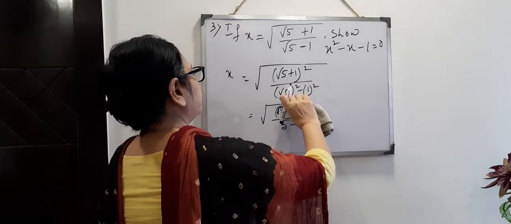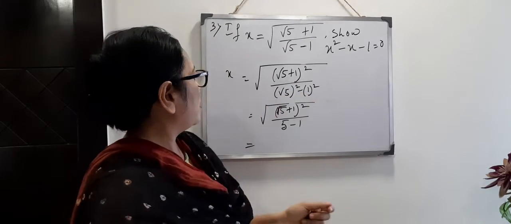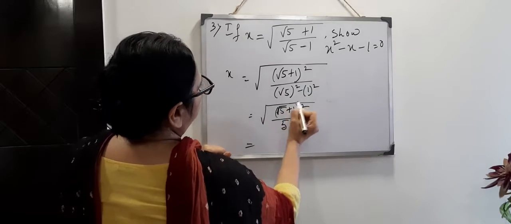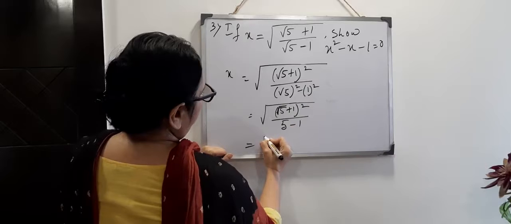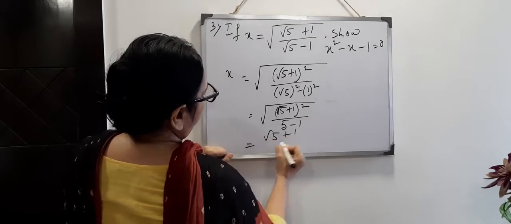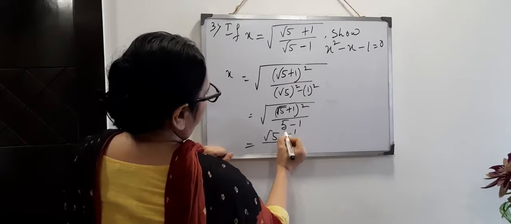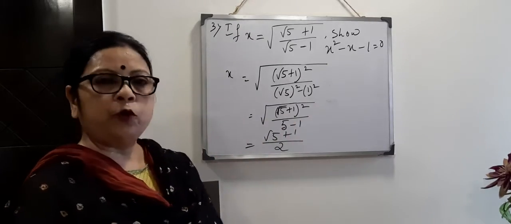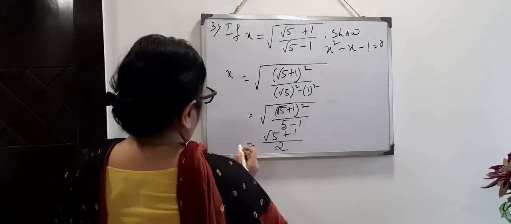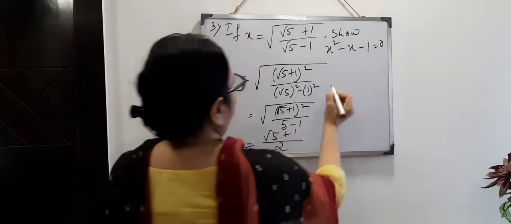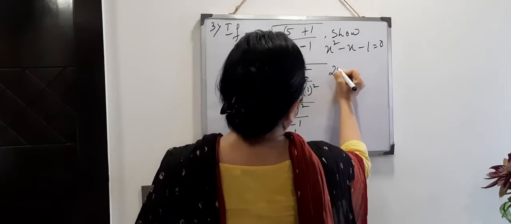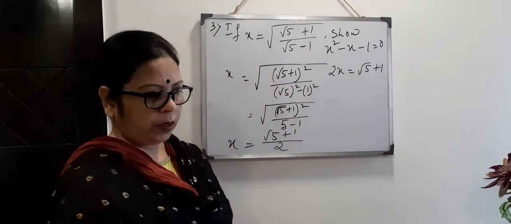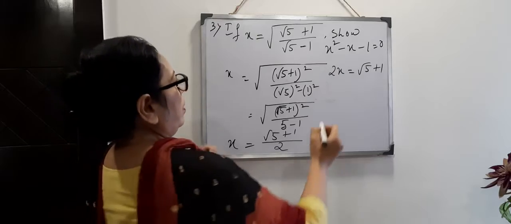So if I want to remove the root, then the square means it will become root 5 plus 1, and the denominator will be 5 minus 1, 4. So out of the root it is becoming 2. Clear? Then x equals to this, then we cross multiply. After cross multiplication it is becoming this. Clear? Now what to do?